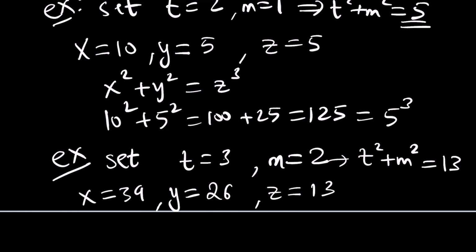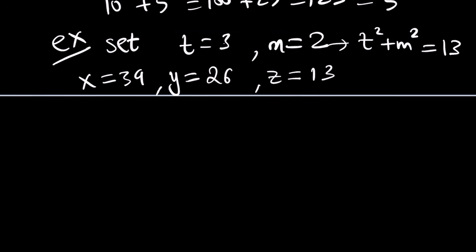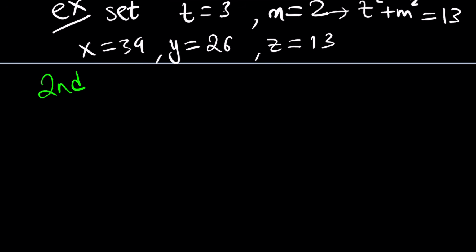But here's the million-dollar question. Are these all the solutions? What do you think? The answer is no. That's why we do have something called the second method, and I think this is going to be a very, very cool way of approaching this problem. I love it. So here's how it goes.